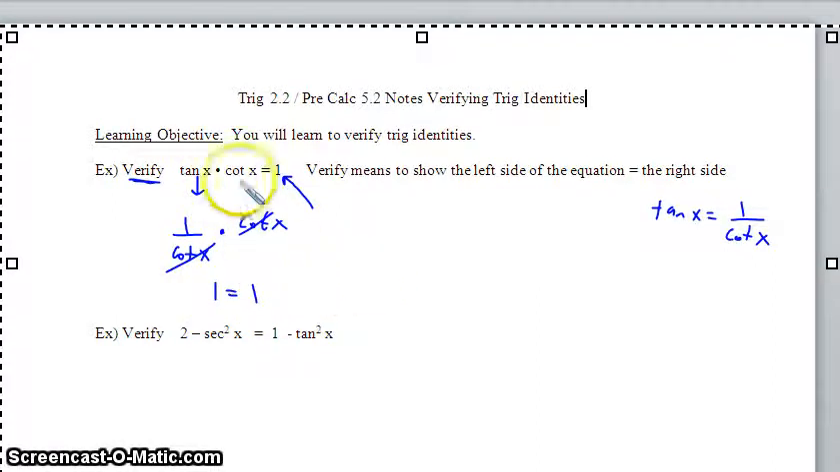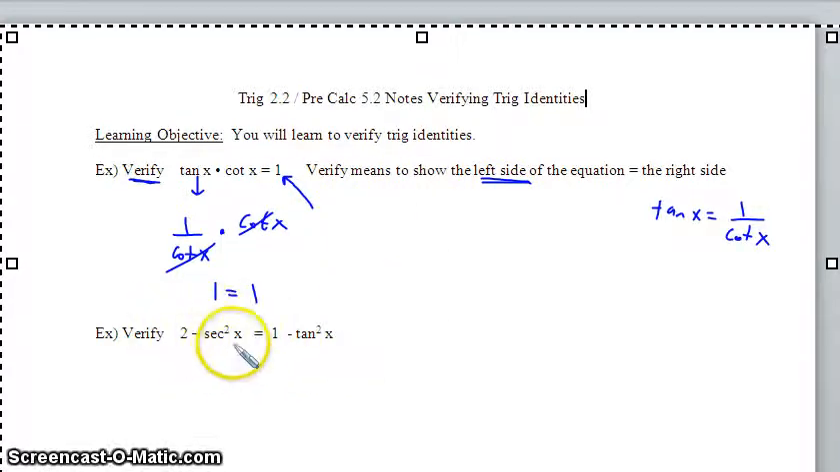Notice at no point in time did I take anything from over here and move it over there. I didn't divide by the cotangent. I'm not trying to move anything over to the same side as the 1. I'm trying to manipulate this side to get it to reduce down to 1. Well, that's going to be very important that what you do is you work with the left-hand side of the equation to make it look like the right-hand side. So let's apply that same concept here.